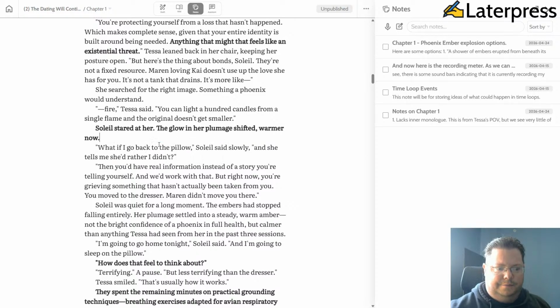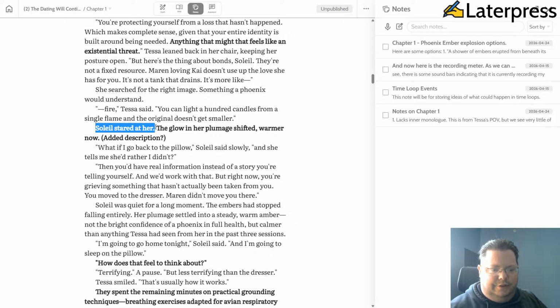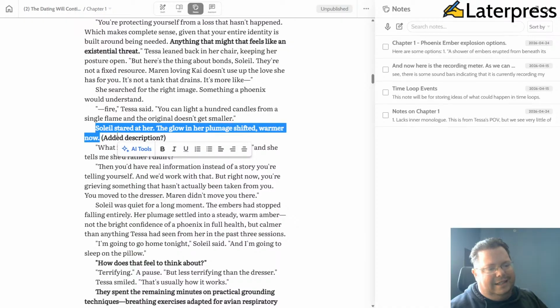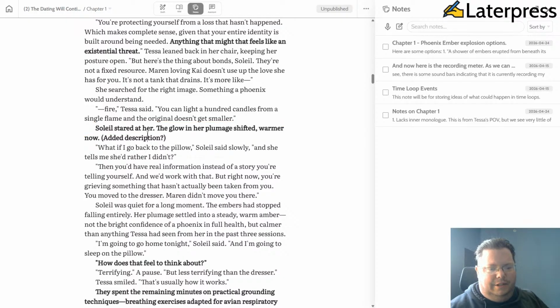Get rid of that. And add description. I'm undecided at the moment if I want to expand on this or just leave it at very, very simple. The glow in her plumage shifted, warmer now. I kind of lean like I want to describe that, make it a little bit more clear, warmer how. But again, for the moment, I'm going to let that sit.